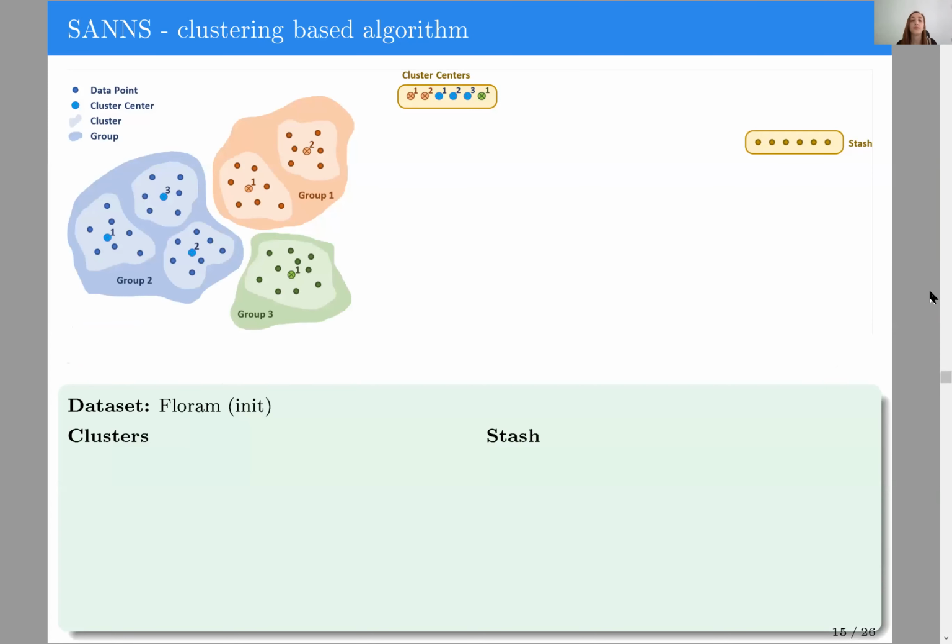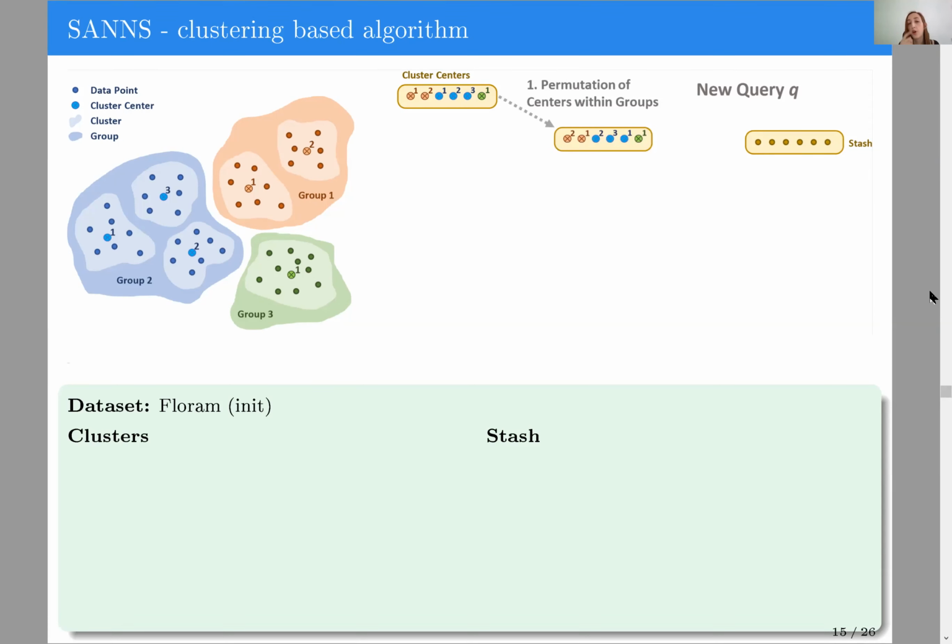Okay, so the cluster-based algorithm is going to work in the following way. I'm going to try to describe it by using this animation. At the beginning, we start by initializing FLORAM. We give to both parties, the owner of the dataset and the client, all the masked elements in the dataset, so they are going to be injected in FLORAM in the initialization phase. Once we have the query, we start the query phase, and we divide it in two separate parts, one dedicated to the clusters and one to the stash.